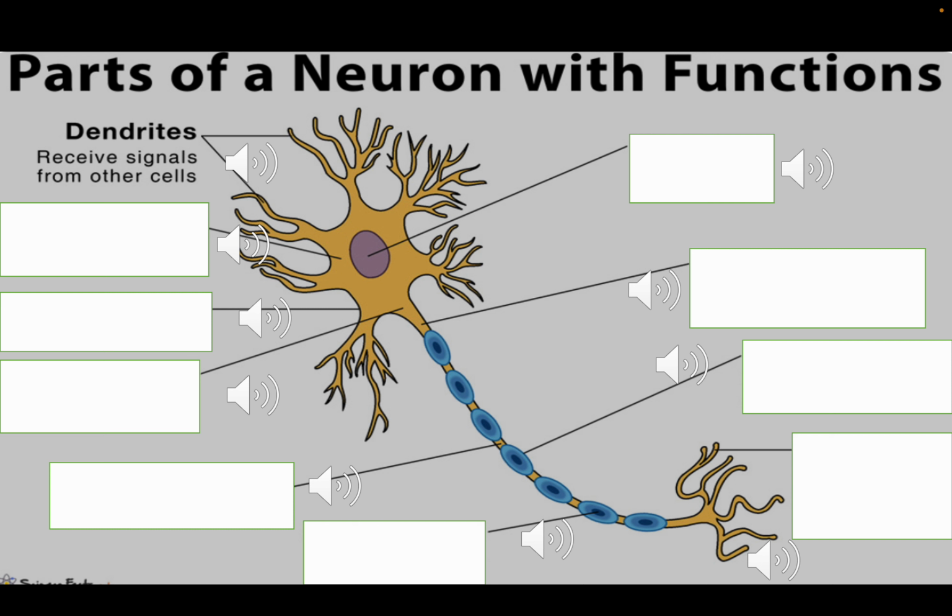You have these little messages coming in. That's more or less what these little gangly dendrites are going to do. They're going to receive signals from other cells. They're going to transmit these messages that need to come in that are essential for the neuron.